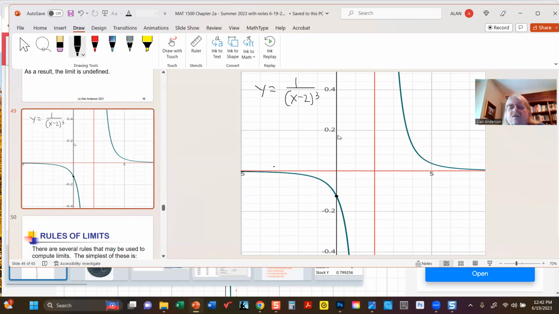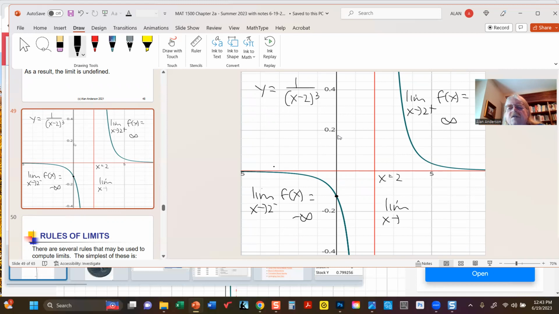All right, but let's just run through it one more time. Here's x equals 2, our vertical asymptote. The limit as x approaches 2 from the right is infinity, and the limit down here, and therefore the two-sided limit, does not exist.